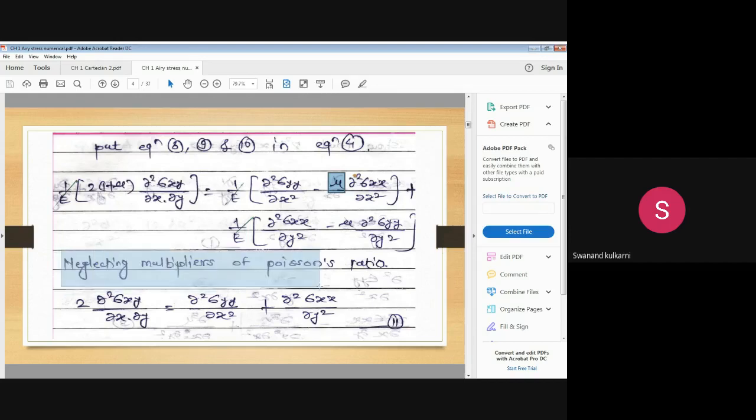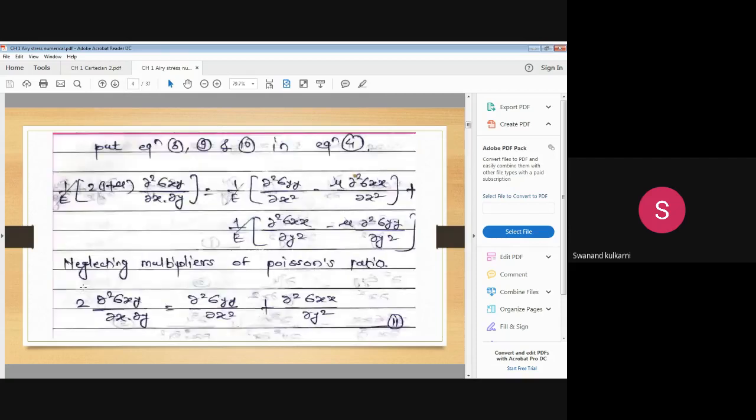By neglecting the multipliers of Poisson's ratio, we got the equation 2 dou 2 sigma xy upon dou x dou y is equal to dou 2 sigma yy upon dou x2 plus dou 2 sigma xx upon dou y2. You can refer to this equation, which is the outcome after substituting and cancelling the common terms. So here is equation number 11 which we got: 2 dou 2 sigma xy upon dou x dou y is equal to dou 2 sigma yy upon dou x2 plus dou 2 sigma xx upon dou y2.